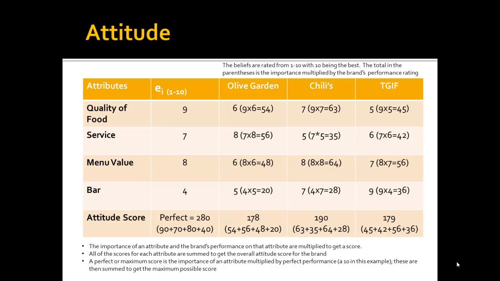And then finally, for the bar, which wasn't that important to most of the diners, we're rated a 5 at the bottom, while Chili's and TGIF's are rated a 7 and a 9, respectively. So, to help understand and illustrate these attitude change strategies, we're going to relate them to this situation here as if we were a marketing manager for Olive Garden.